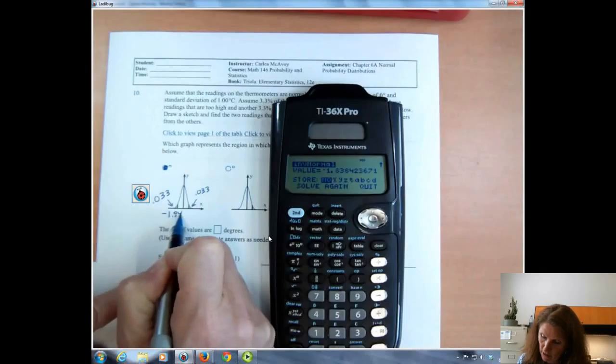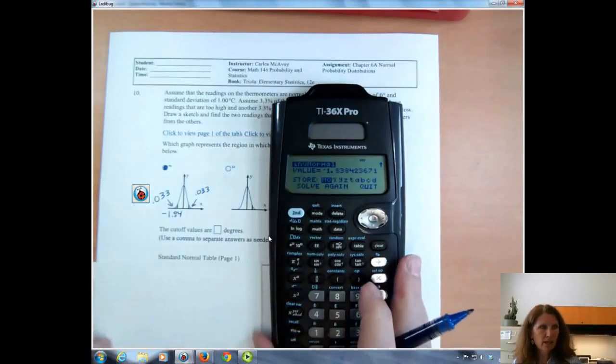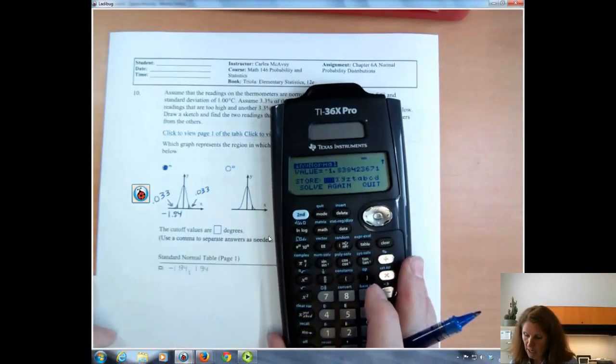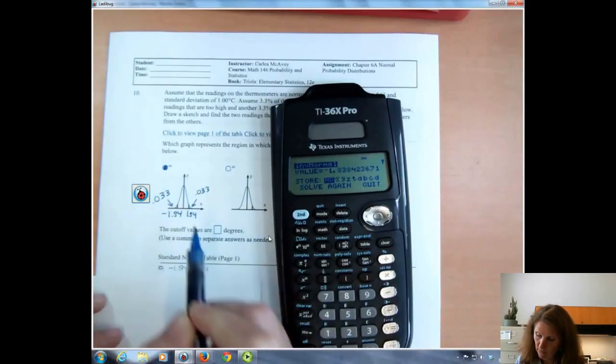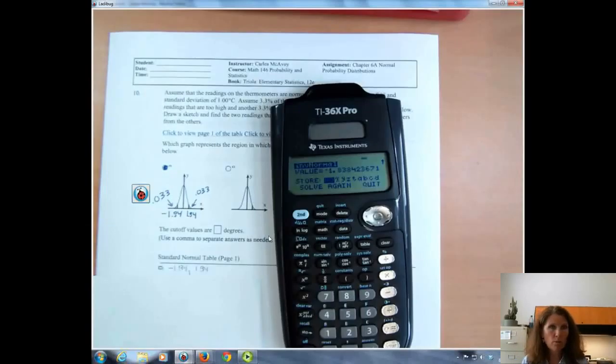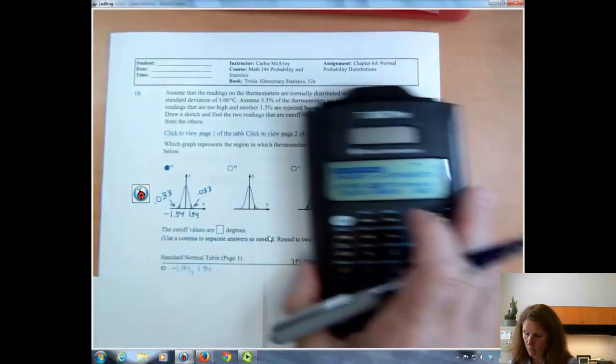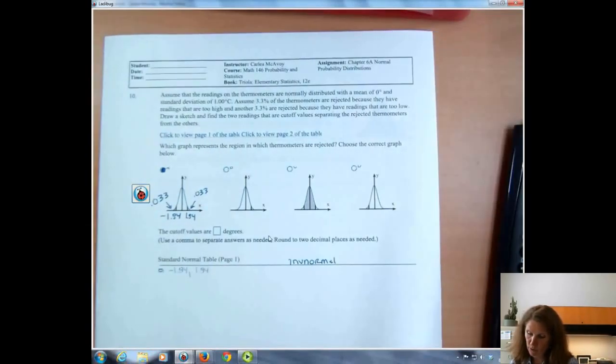But I don't need to do that again because the same thing would be happening to the right. It's the same z-score, only it's positive instead of negative, right? So we have a negative 1.84 and positive 1.84 on that one using inverse normal.